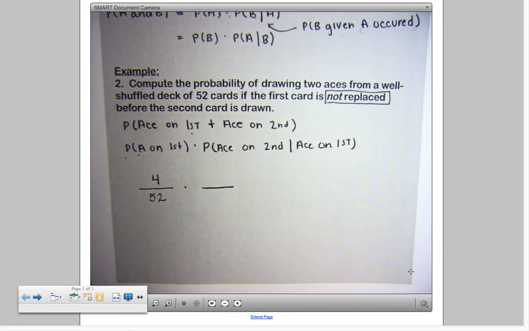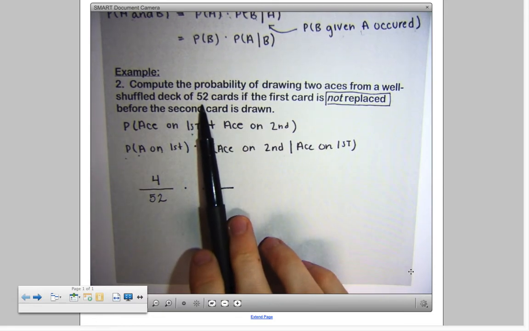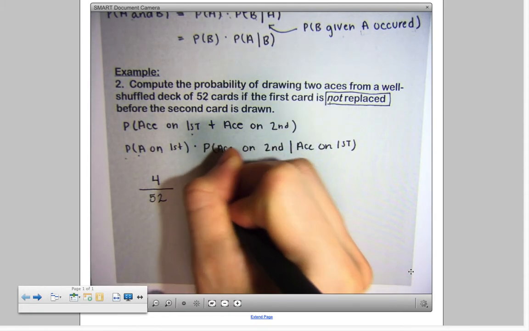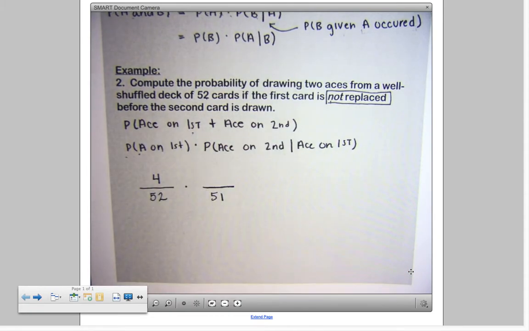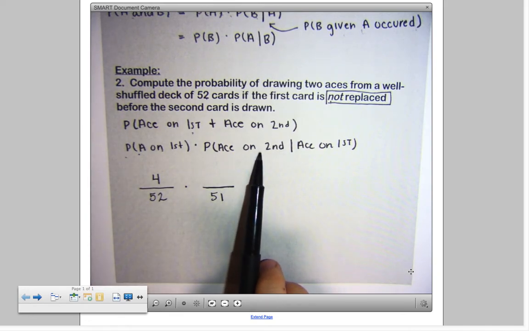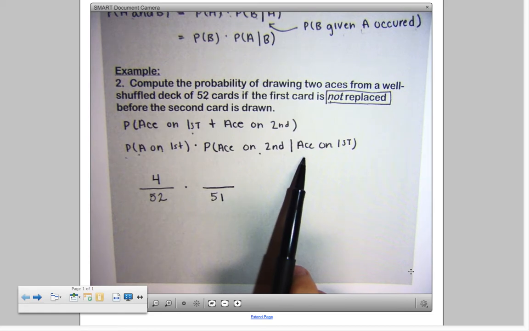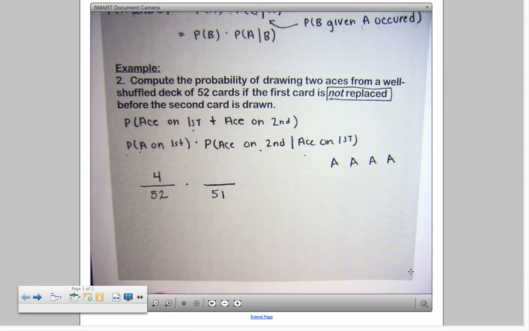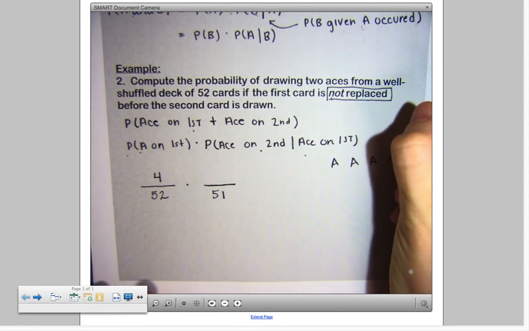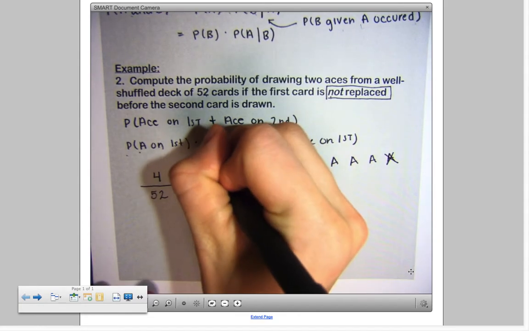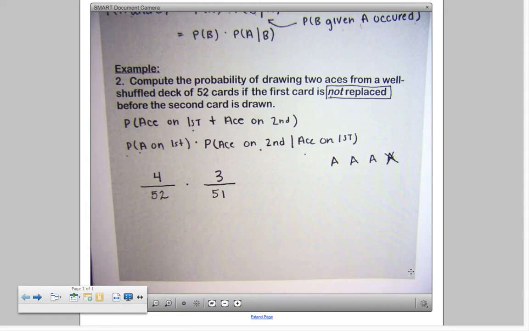Okay, so now we have times the second probability. So let's look at our denominator first. We had 52 cards to begin with. We drew a card and we did not replace it. So now we only have 51 cards left. Okay, so we want an ace, but we drew an ace on the first. So originally we had 4 aces to begin with. So let's say there's my 4 aces. I drew an ace on the first and I didn't put it back. So now I only have 3 aces left to choose from. So my second probability would be 3 out of 51.